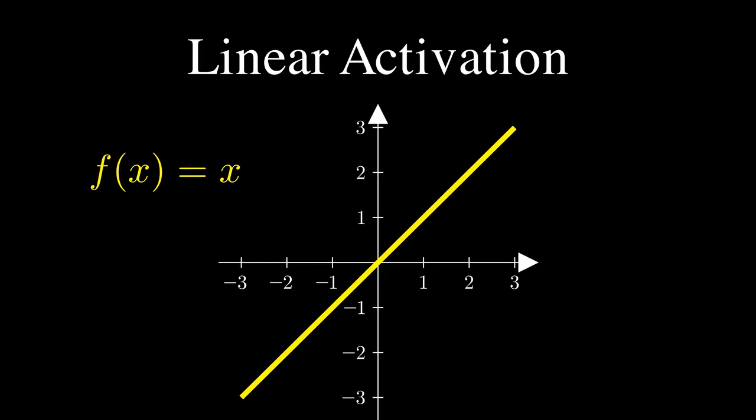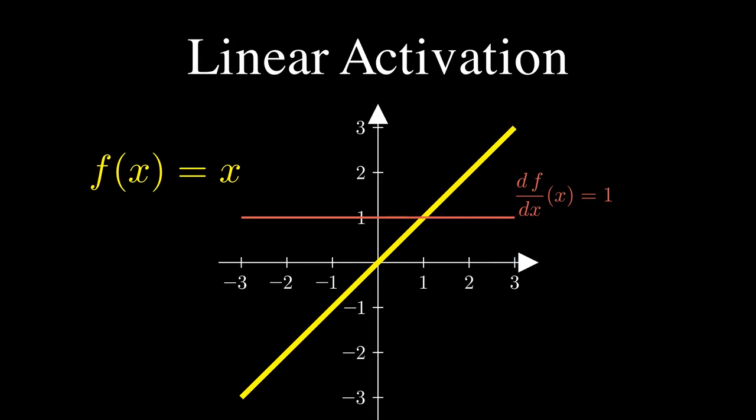Here is the graph of f(x) = x, and as you can see, it's just a straight line that passes through the origin with a slope of 1. And its derivative is also a constant value of 1, because the slope of this linear function is 1.